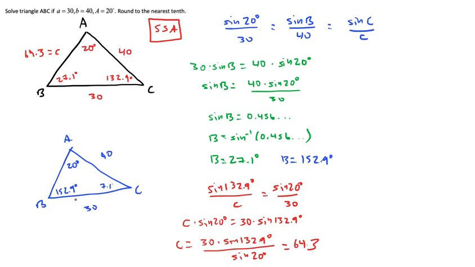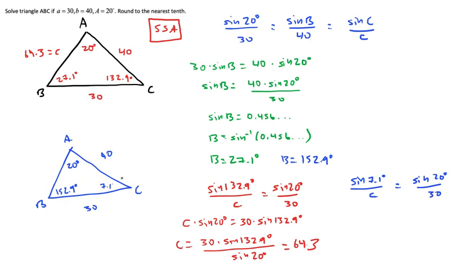Now, what about in this case? Well, we just do the same thing. Using the law of sines, the sine of 152.9 over 40 is equal to the sine of 20 over 30. Once again, cross multiply these. Oh, sorry about that, we don't want to do that. We want to find side C. So the sine of 7.1 divided by C is equal to the sine of 20 divided by 30.